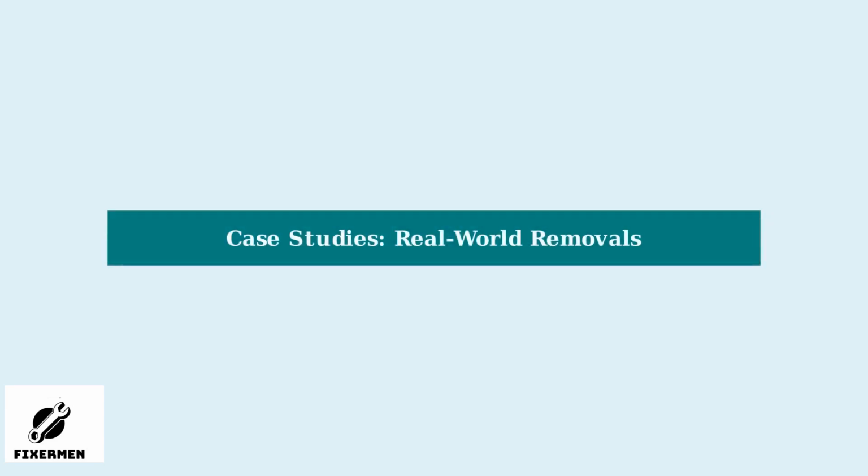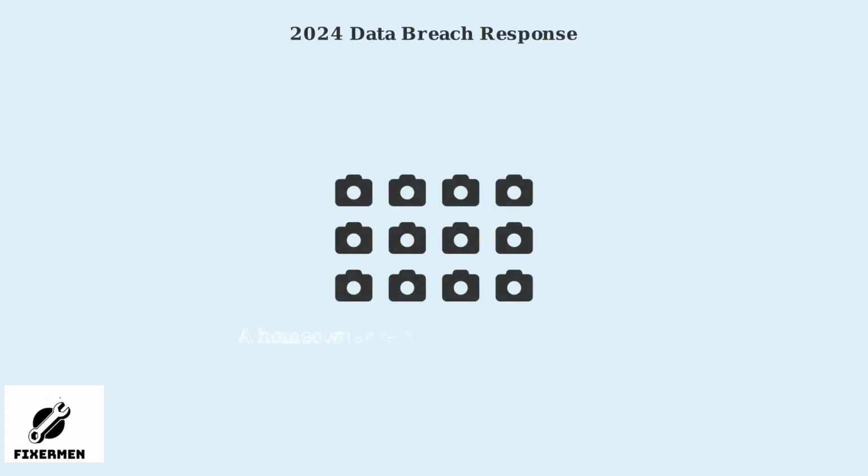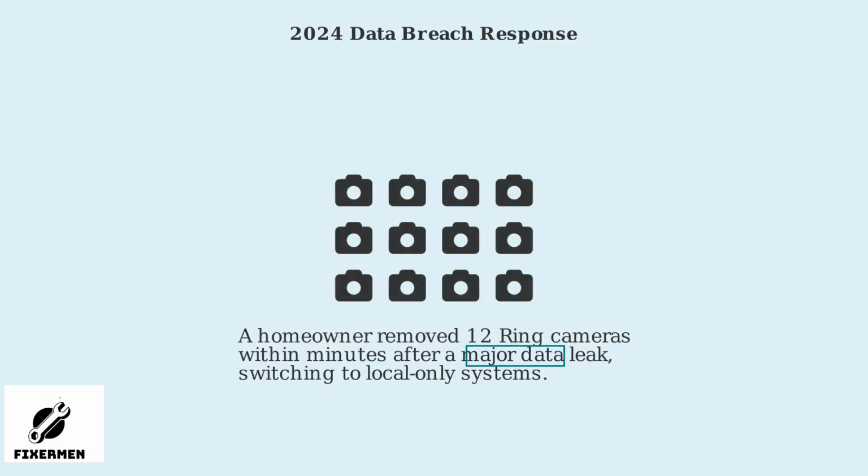Real-world examples demonstrate how Ring device removal works in practice. These case studies show both successful removals and potential challenges. In 2024, following a major data breach affecting millions of users, a concerned homeowner in California removed all 12 of their Ring cameras through the app in just minutes. They switched to local-only security systems to regain control of their privacy.